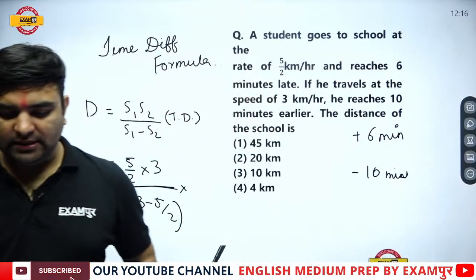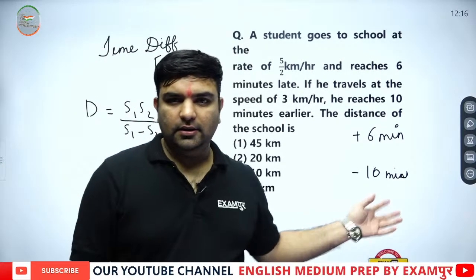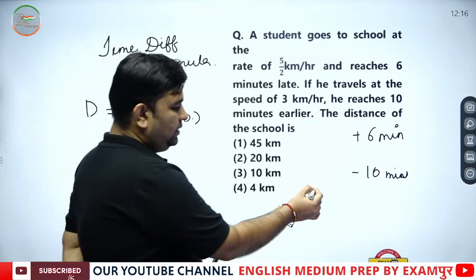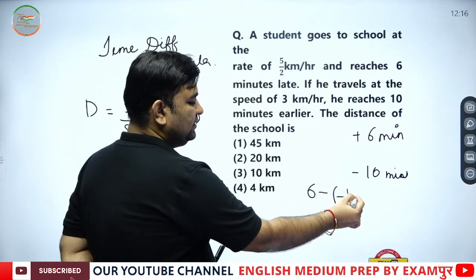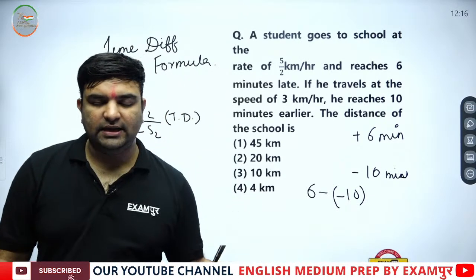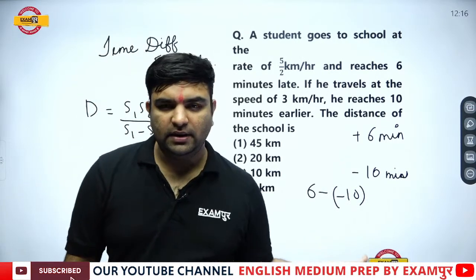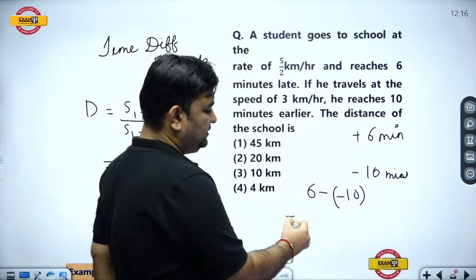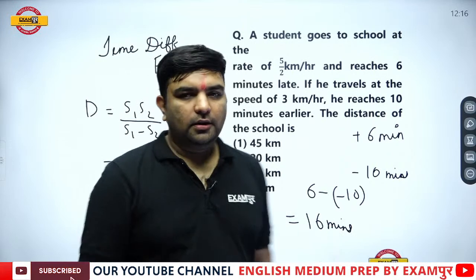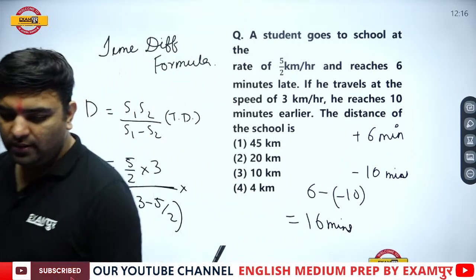Late means plus, early means minus. What is the time difference between plus 6 and minus 10? Plus 6 minus of minus 10, that is 16 minutes. Convert these minutes into hours.